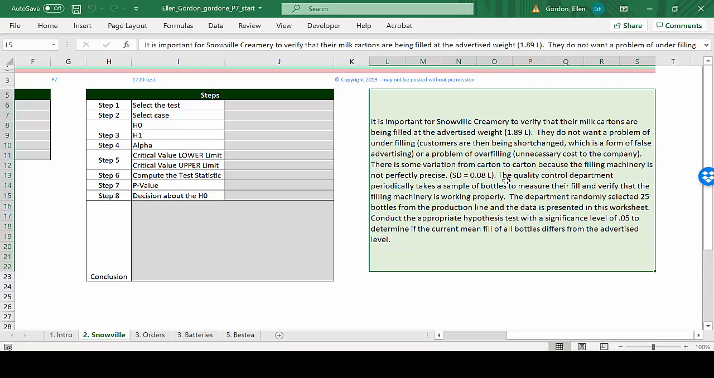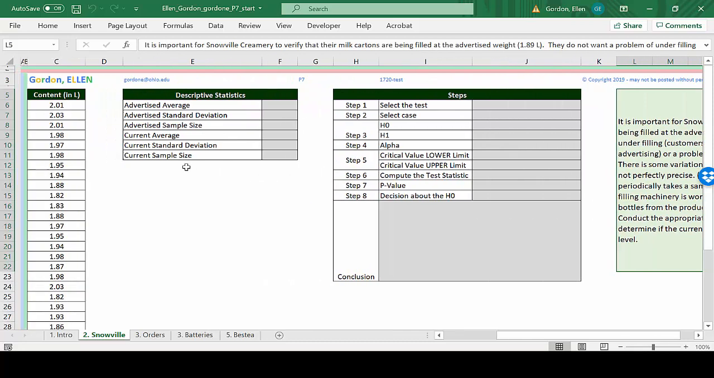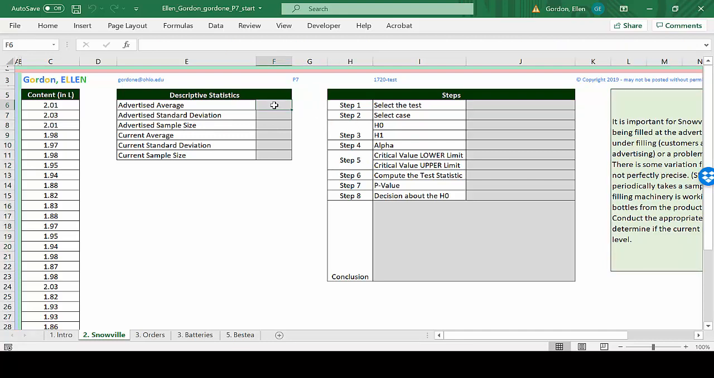So we're comparing two means. We're comparing the current mean fill to the advertised average. The advertised average is a population mean, a desired population mean, and for the current mean fill, we have 25 bottles, so that's a sample. When you are trying to determine the appropriate statistical test, I think a lot of times it's beneficial to complete this descriptive statistics table that will allow you to see what kind of data you're working with, and it will help determine the appropriate statistical test.